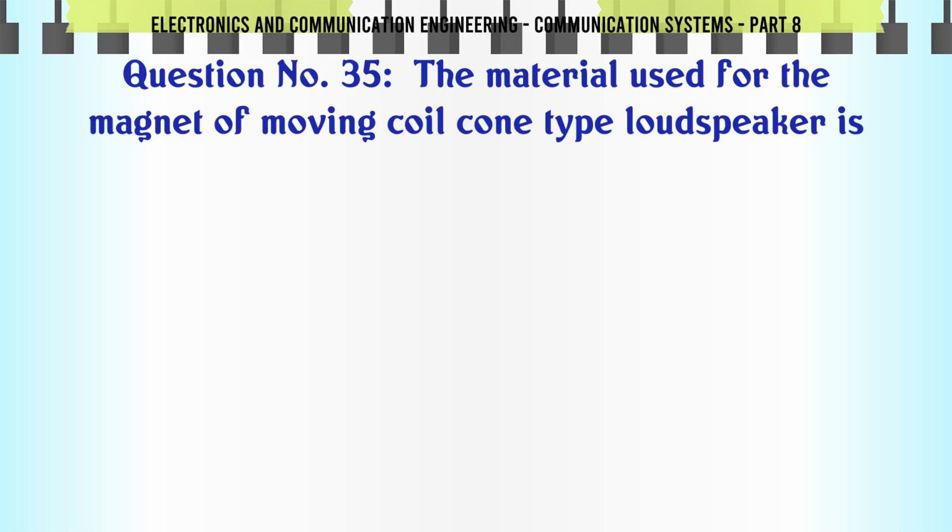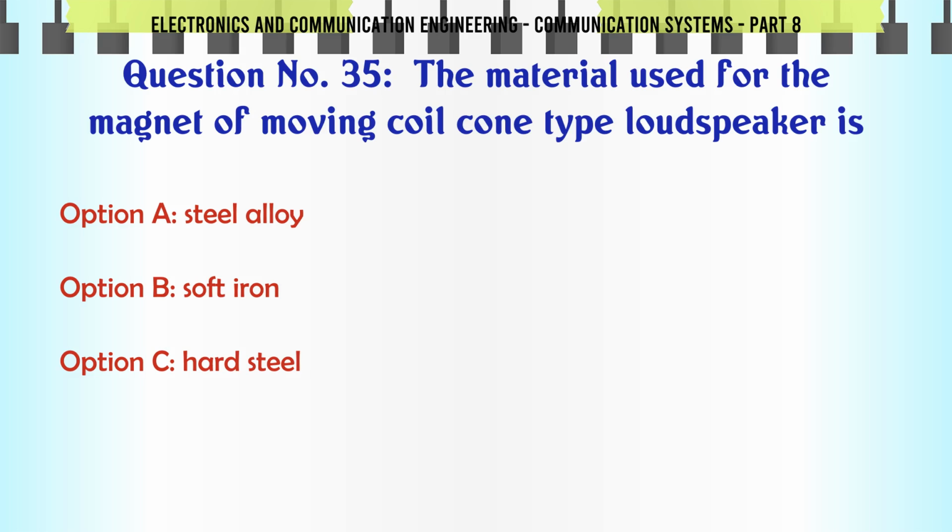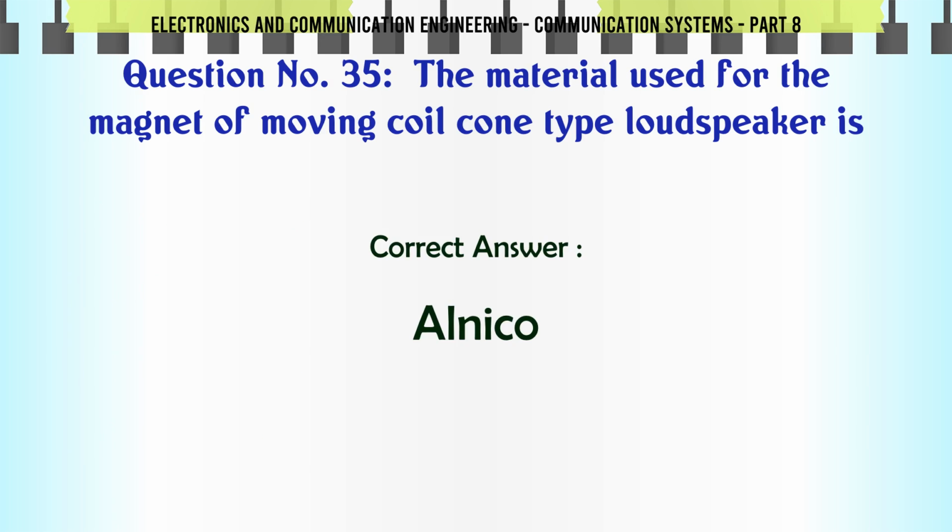The material used for the magnet of moving coil cone type loudspeaker is A. steel alloy, B. soft iron, C. hard steel, D. Alnico. The correct answer is Alnico.